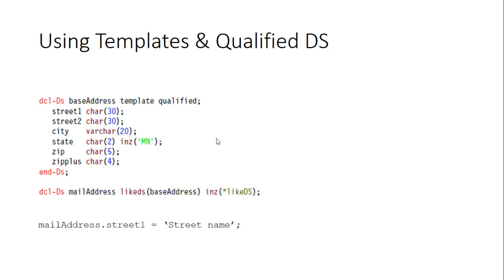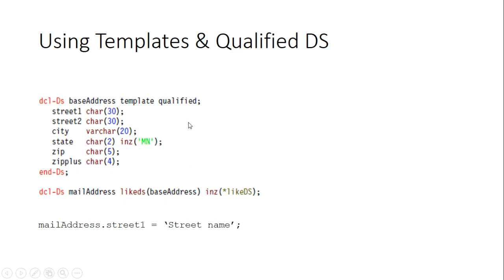Then, as much as possible, you can try to use templates and qualified data structures. So for example, in this example, there is an address which has the base template, with street and city and so on. But there could be many different addresses, like personal address, office address, client address. So what you can do is define a base with a template and qualify it, so that when you are creating other data structures based on this template, you can use LIKEDS.